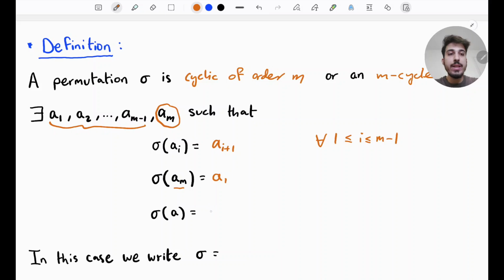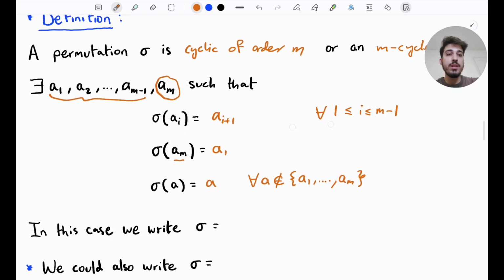And sigma of a is equal to a for all a that is not in the list a1 to am. So sigma fixes any element a that is not found in this list a1 to am. In this case, we write sigma equals (a1, a2, a3, all the way to am), and then we close the parentheses. So this gives a complete description of sigma as a permutation if sigma is an m-cycle.